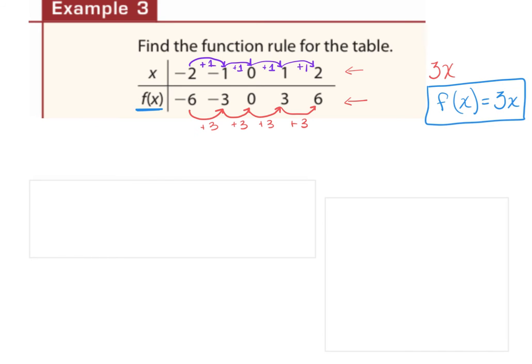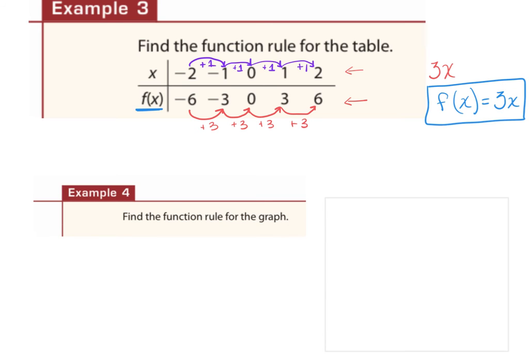So they have not given me my function rule and an input. They have actually given me an input and an output, and they are now asking me to find the rule. All right? So we're going the opposite direction here. They're giving me the x and the y, and they want me to find the rule. How do I get my y given my x? What do I do to it? All right, let's look at another one.